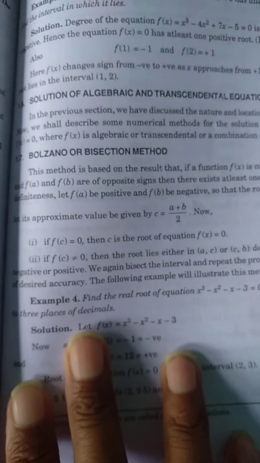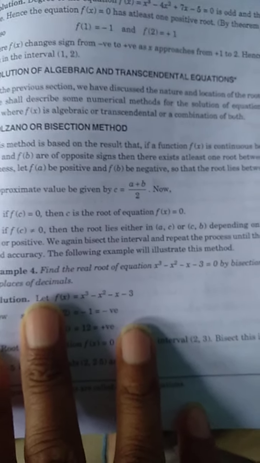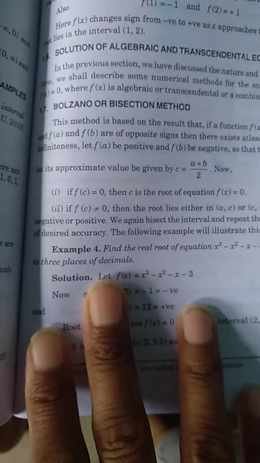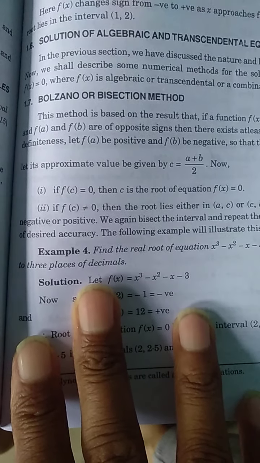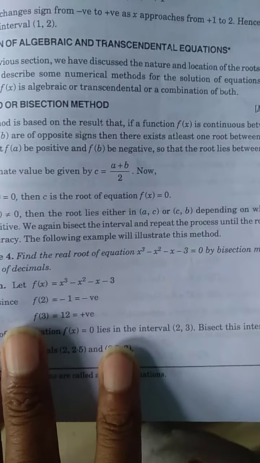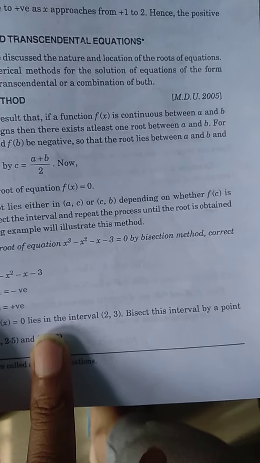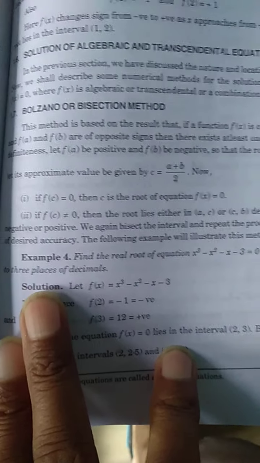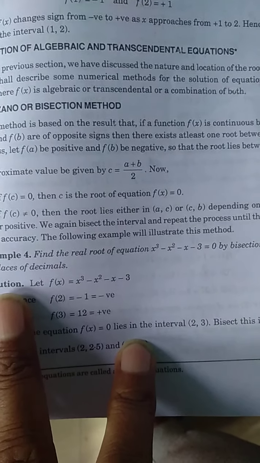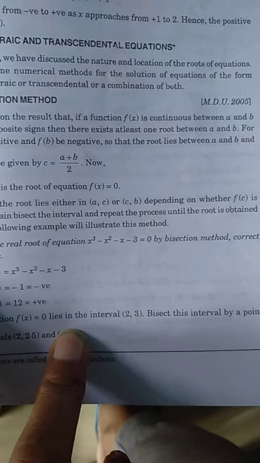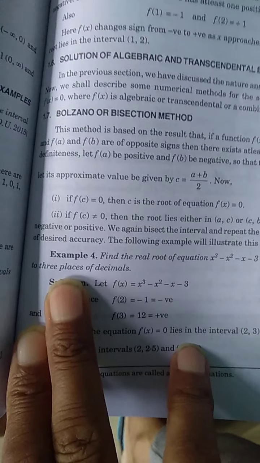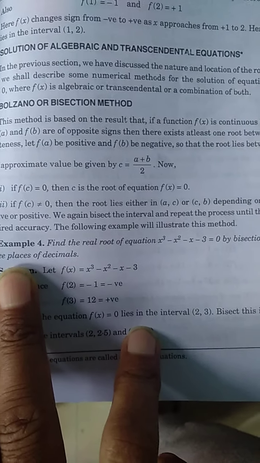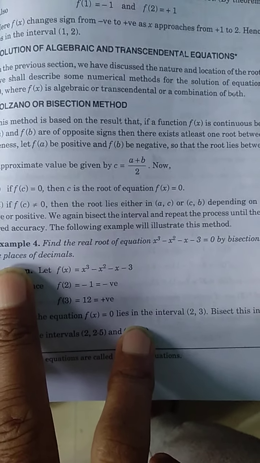Bolzano or bisection method. This method is based on the result that if a function f(x) is continuous between a and b, and f of a and f of b are of opposite sign, then there exists at least one root between a and b. For definiteness, let f of a be positive and f of b be negative, so that the root lies between a and b, and let its approximate value be given by c equal to (a plus b) by 2.